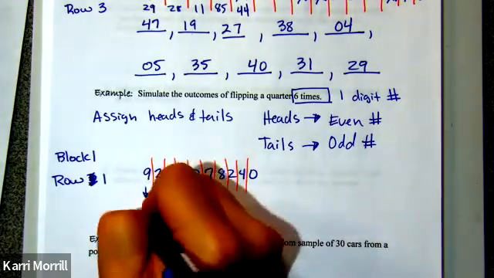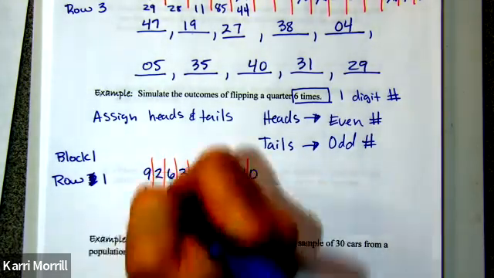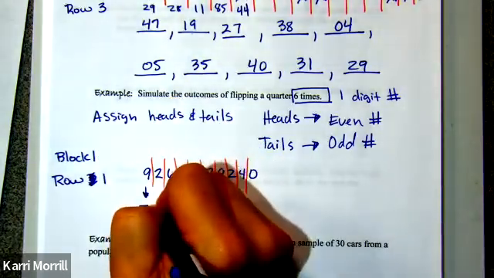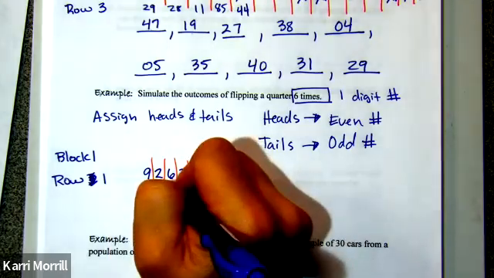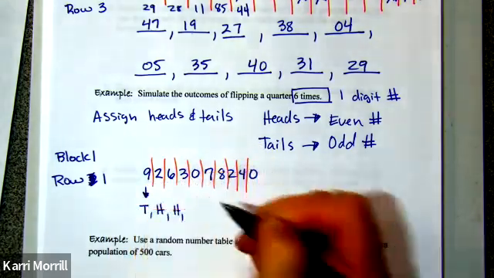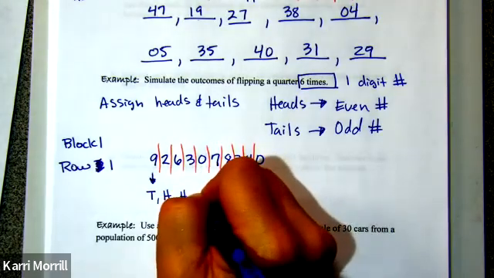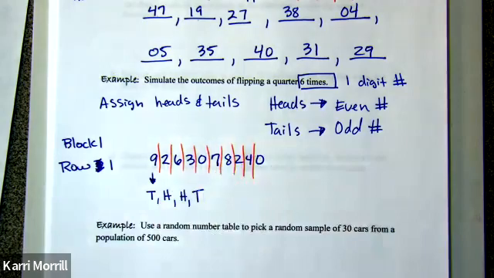So 9 is an odd number, so that would be tails. And 2 is an even number, so that would be heads. 6 is an even number, so that's heads. 3 is an odd number, so that is tails.